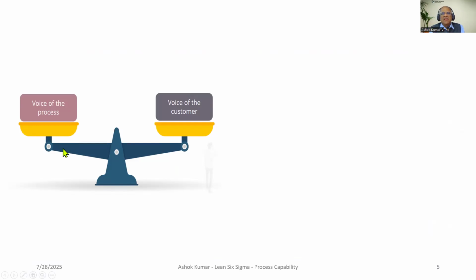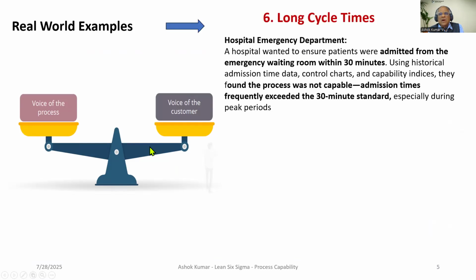Now, to make it clear, let me use two real-world examples. One from the healthcare industry, where a hospital wanted to ensure patients were admitted within a particular time frame from the emergency waiting room. They used a lot of historical data and tools like control charts and capability indices to measure the current state of the process. Eventually they found that it was not capable. It frequently exceeded the 30-minute standard, especially during peak periods. So they had to work on a Lean Six Sigma project to bring this within 30 minutes, which is basically to do with shortening the cycle time.